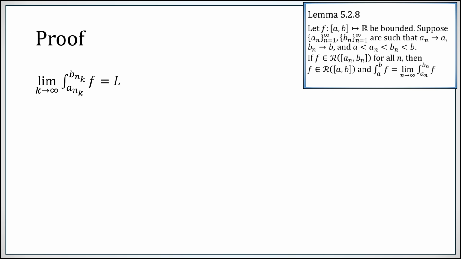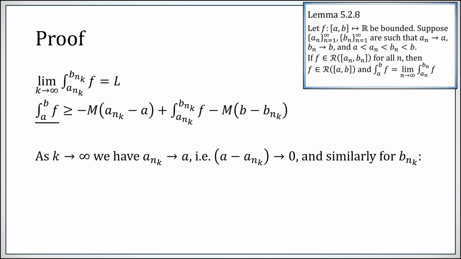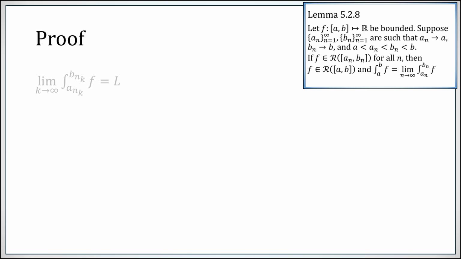Now we know that the limit along this subsequence of the integral from ank to bnk is L, and we've established this inequality right here. As k goes to infinity, ank is converging to a, so this is converging to 0, but similarly bnk is converging to b. This is converging to 0. This is converging to L. So the lower integral from a to b is bigger than or equal to whatever that limit L is. Okay, we have now established the lower integral from a to b is bigger than or equal to L.